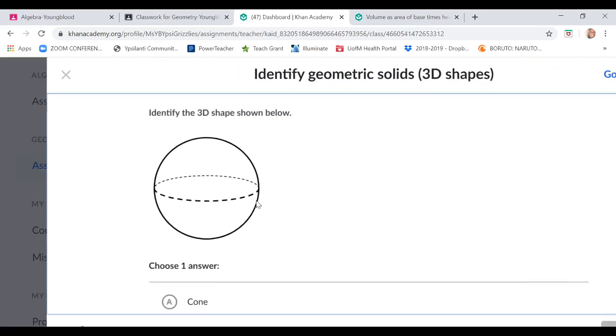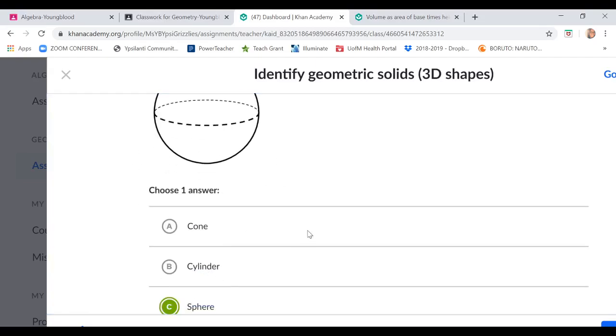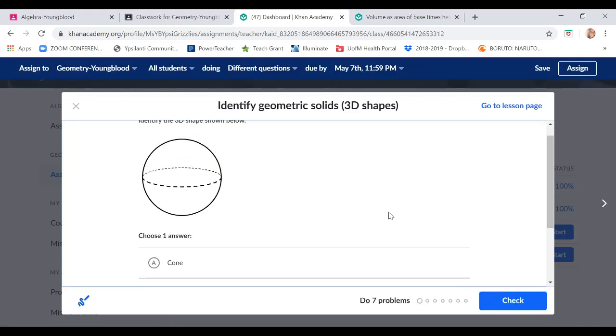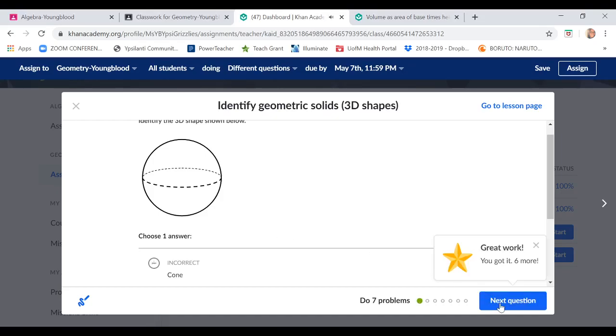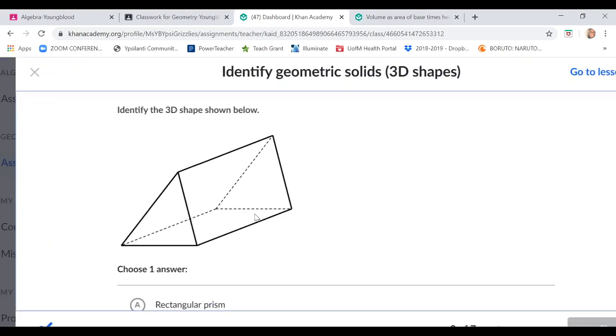So for this shape, we have a 3D shape. It's just a whole bunch of circles put together. We know this shape is called a sphere. So for this one, we're going to click sphere. And throughout these next few sessions, we're going to learn how to find the volume of these shapes we're looking at. So number 1 is a sphere. We're correct.